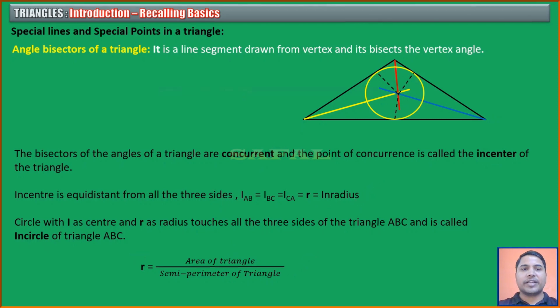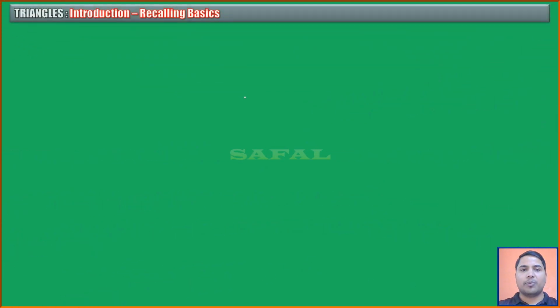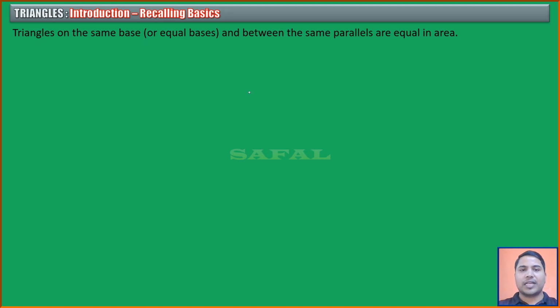So after looking at special lines and special points, we have two very important points which we are utilizing in this chapter. The first one is triangles on the same base or equal bases and between the same parallel lines are equal in area.